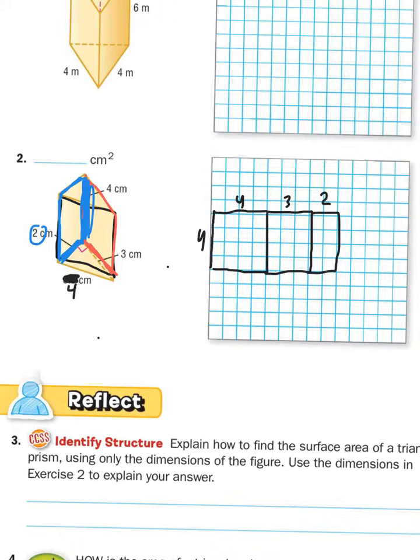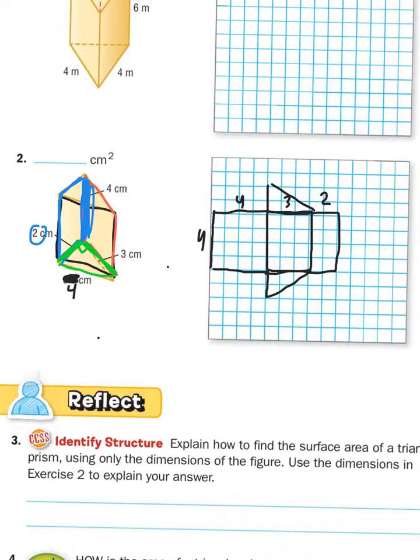Okay, so let me trace this triangle here. See the right angle? We either want to line it up with the 3 or the 2 over in our drawing. So I'm going to use the 3 here. If I use the 3, I go up 2. Connect. If I use the 3, I go down 2. Connect. And I have my net.